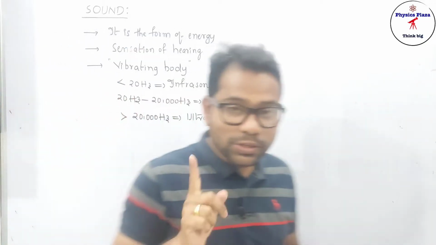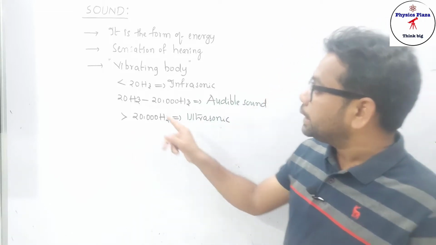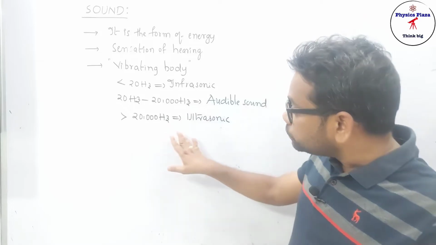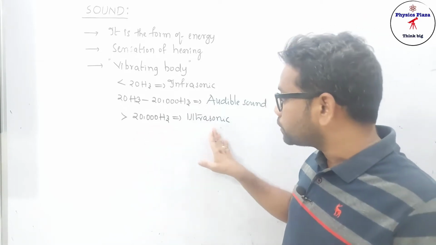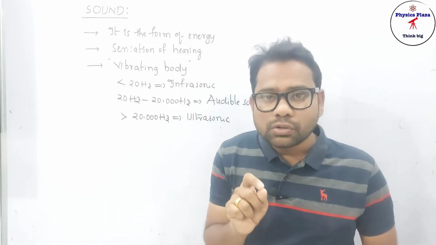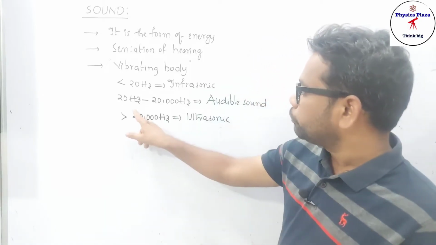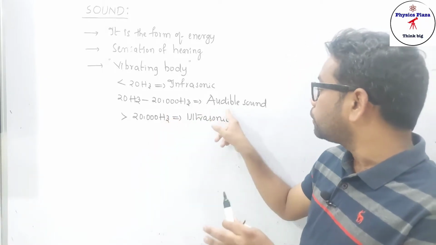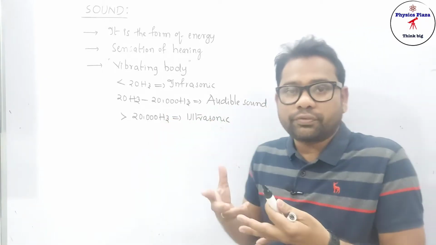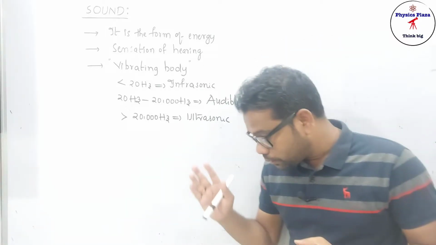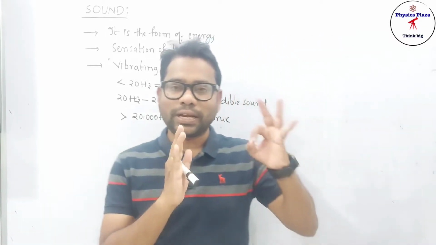Am I clear, children? The sounds with less than 20 hertz frequency are called infrasonics, which can't be heard. The sounds with greater than 20,000 hertz are called ultrasonics, which also can't be heard. We can hear only sounds with a frequency between 20 hertz and 20,000 hertz, the audible range. So children, this is the minimum basic knowledge regarding sound.